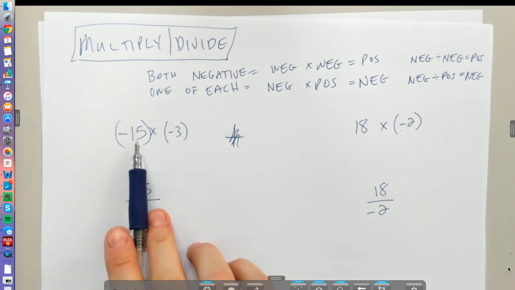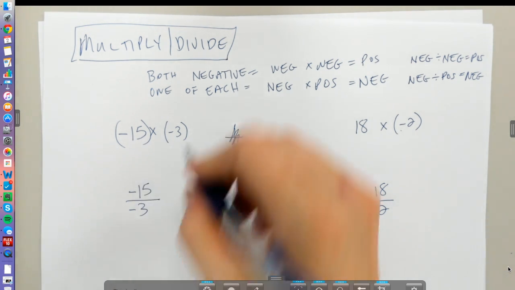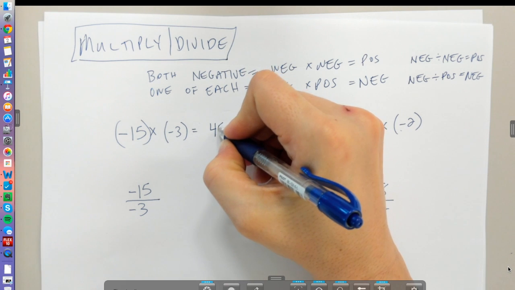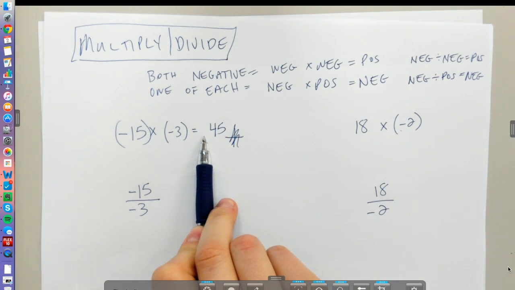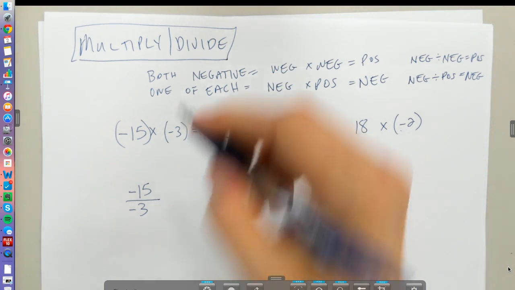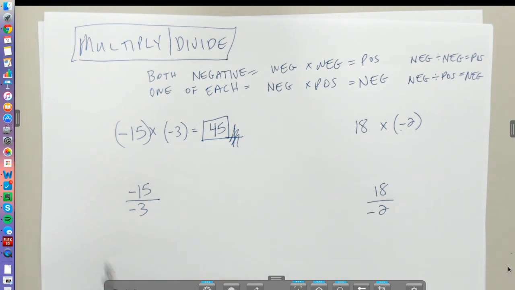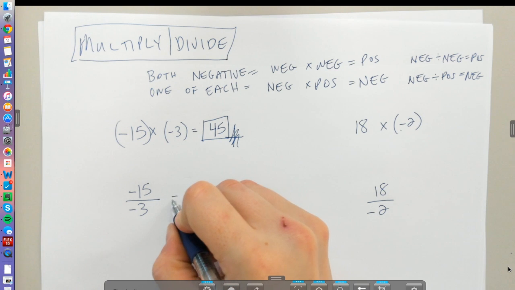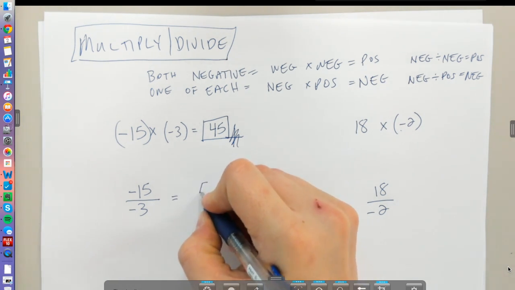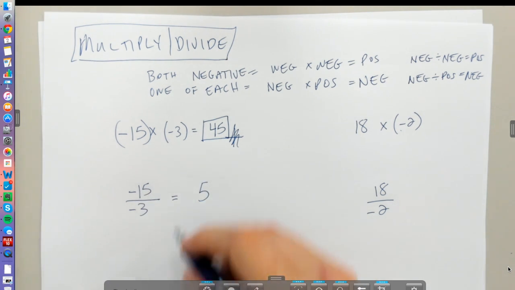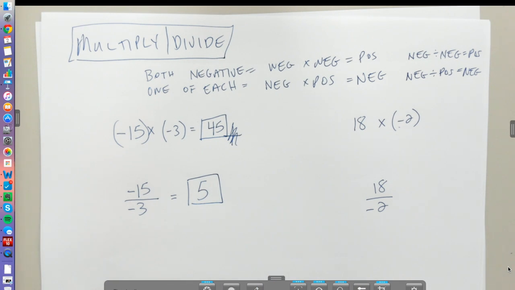So in this case, 15 times 3 is what I would multiply, and I would get 45. Should my answer be negative or positive? I hope you said positive. All right, there we go. I'm done. Okay. In this case, I'm dividing 15 divided by 3. Okay, what is 15 divided by 3? 5. Okay, should my answer be negative or positive? Hope you said positive. I'm all done there.